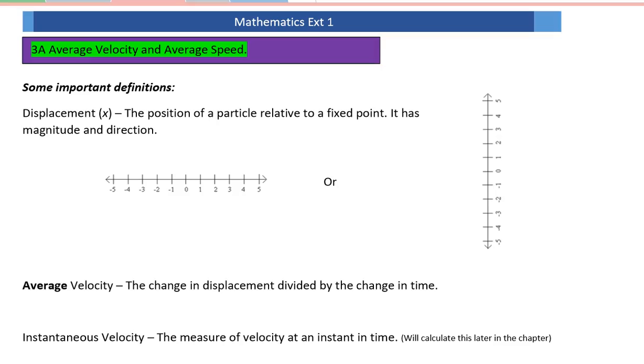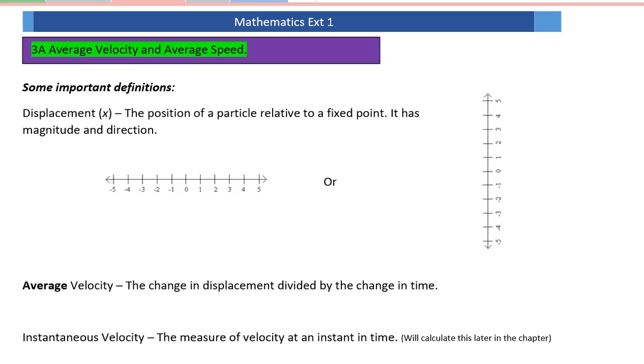In exercise 3A, we're going to outline some important definitions that actually set the scene for the rest of the motion chapter. Now, as you can see from the title of 3A, it's called average velocity and average speed. In our casual language, we probably interchange those words, velocity and speed. Sometimes we think we're talking about the same thing. However, in the mathematics context, they're not the same. So that's the sorts of things that we're going to establish here in this first exercise.